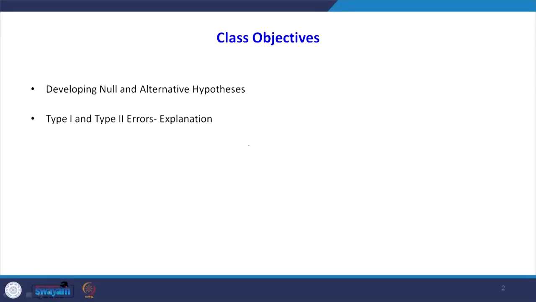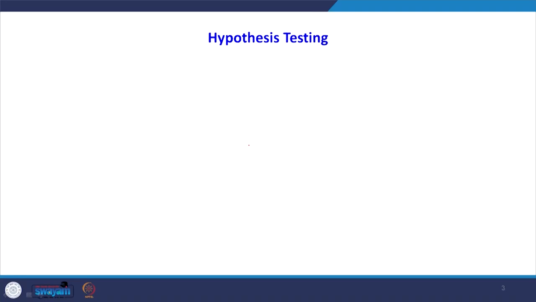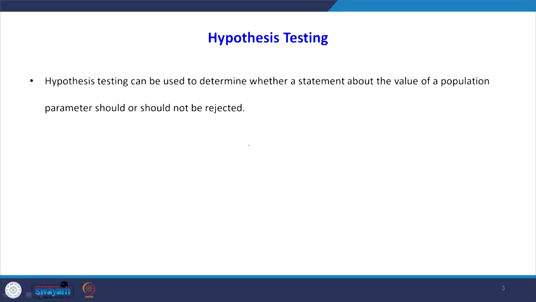Then I am going to explain what is a type 1 and type 2 error, and how this context of type 1 type 2 error is connected with hypothesis. Next we are going to do hypothesis testing when sigma, that is the population standard deviation, is known. Next we will go to hypothesis testing when population standard deviation is not known. Then we will do hypothesis testing for the population proportion. First we will go for what is hypothesis testing.